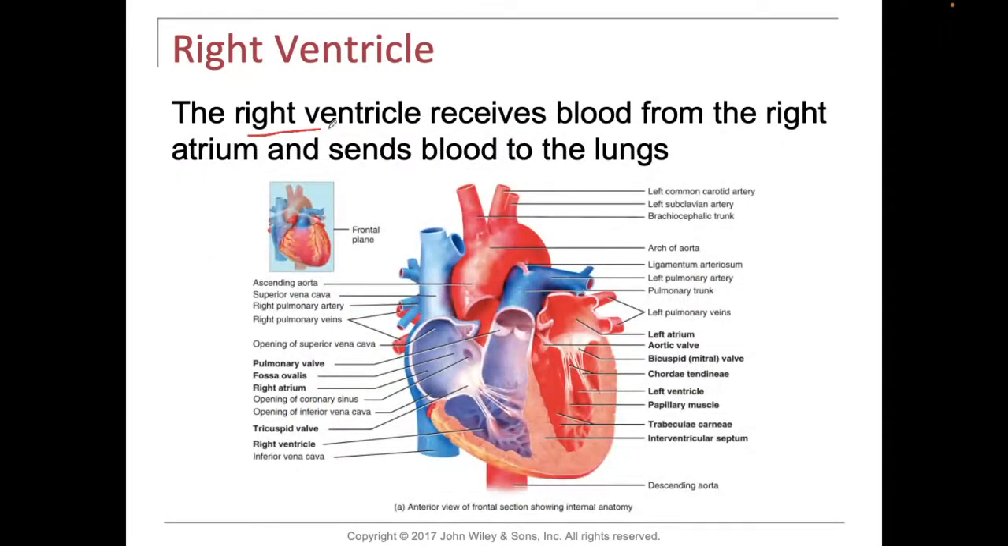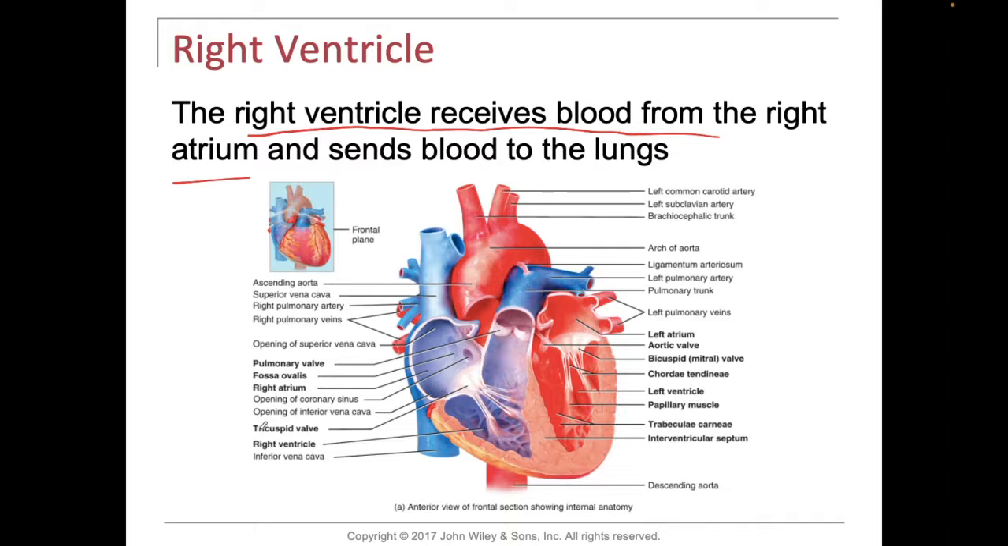The right ventricle receives blood from the right atrium and it sends it to the lungs. So the right atrium sends blood to the right ventricle and then is going to send it up to the lungs.